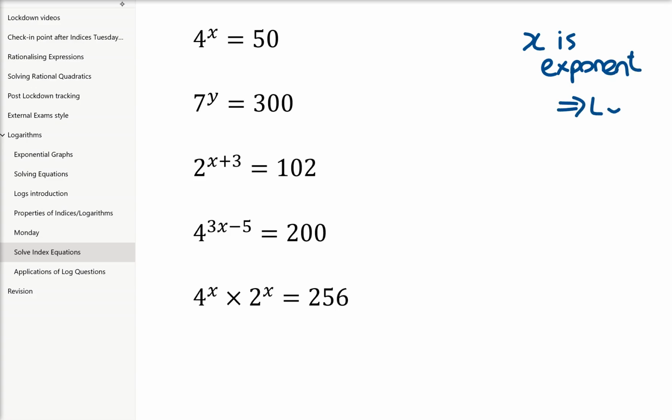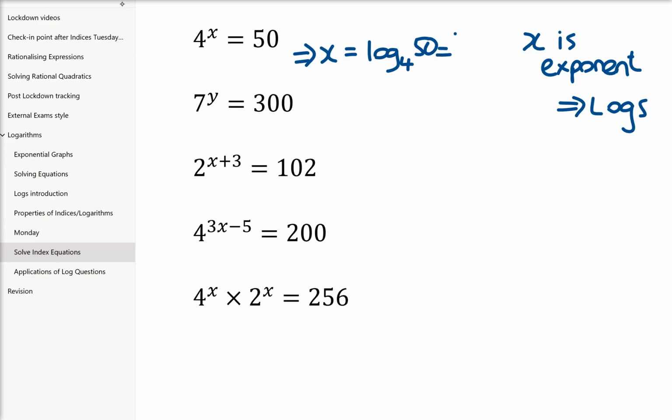And you have to solve it using logs. Okay, that's going to be the easiest thing for you to remember. So, get your formula sheet out, rearrange this. This rearranges to be x equals log to the base 4 of 50. How do I put that into my calculator?